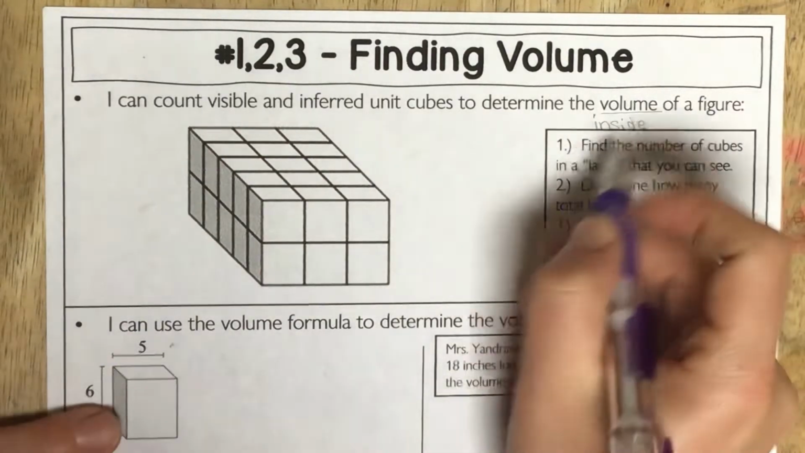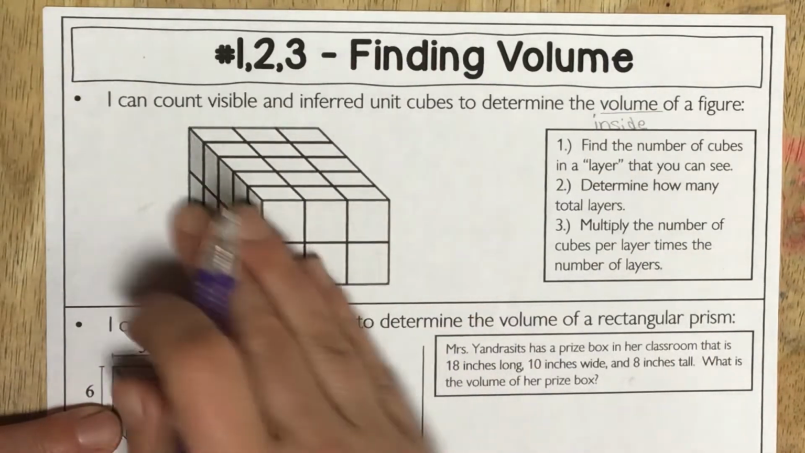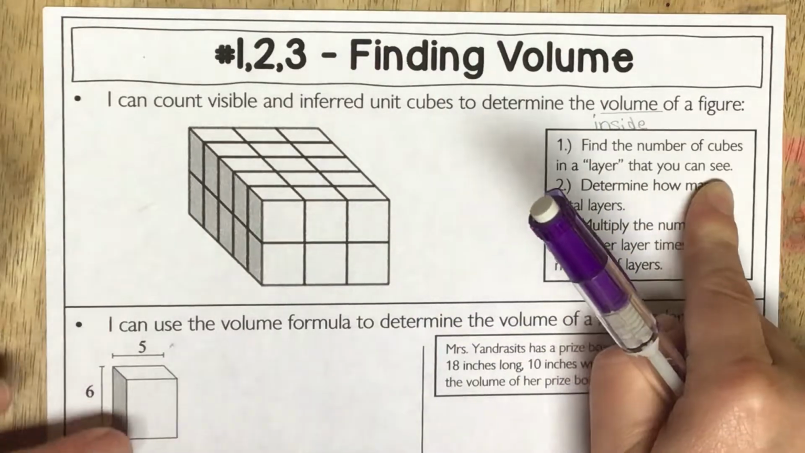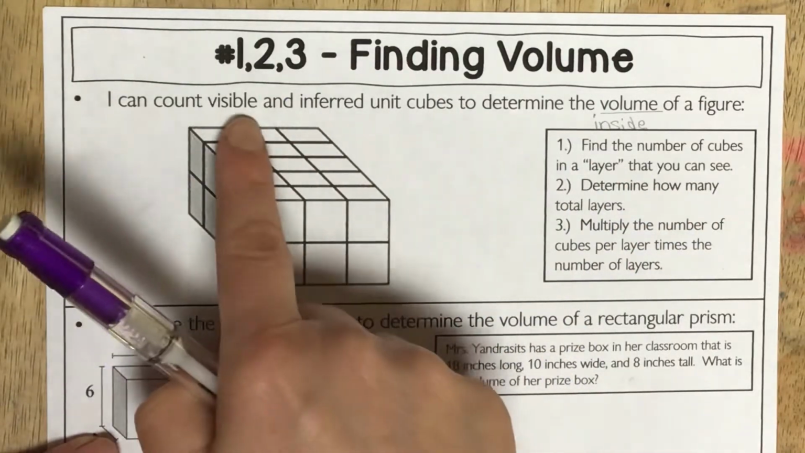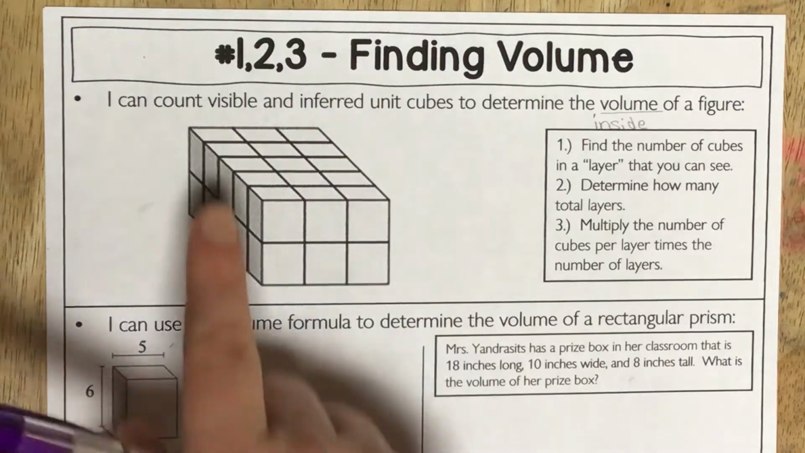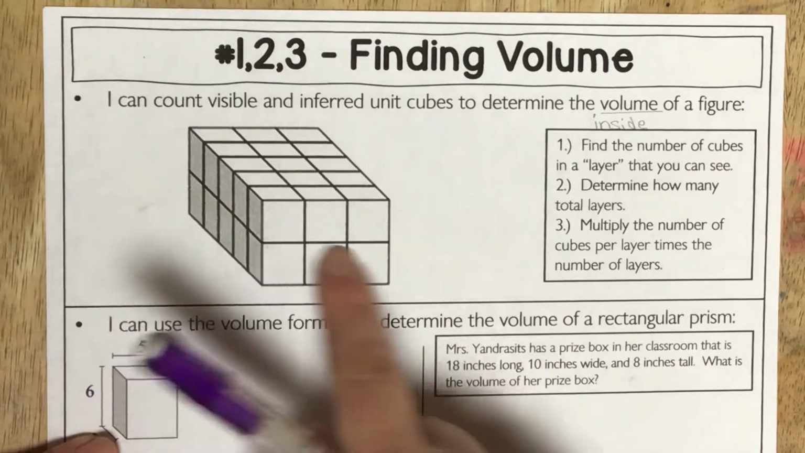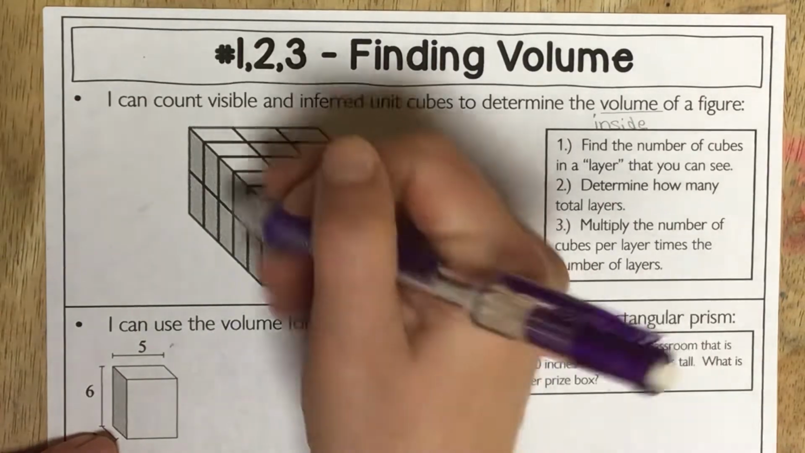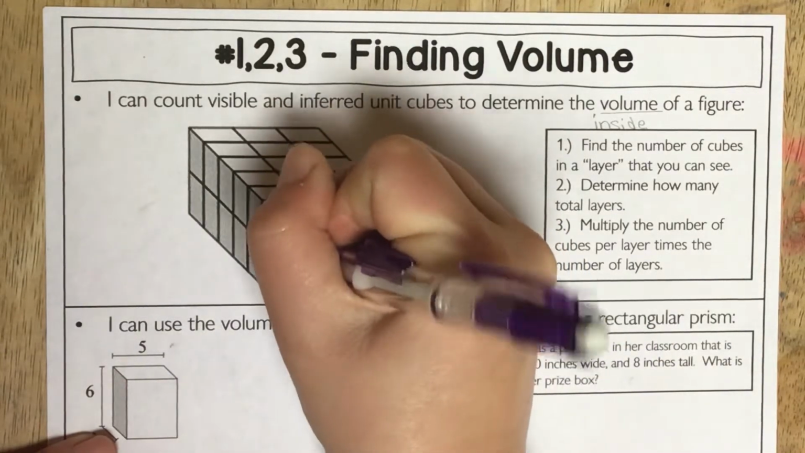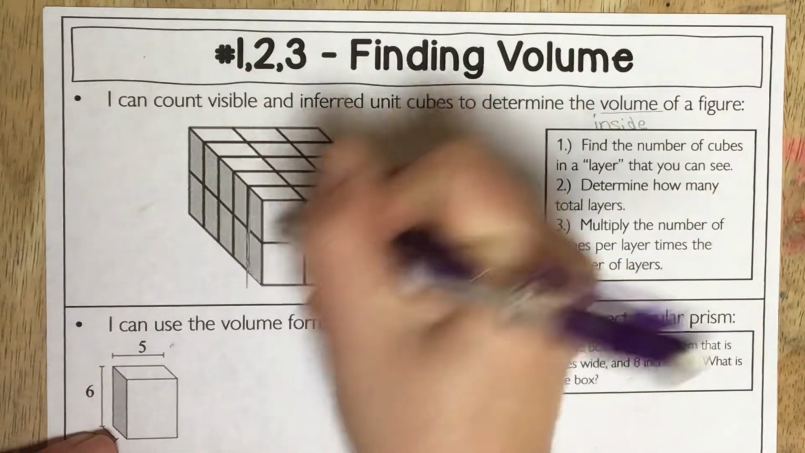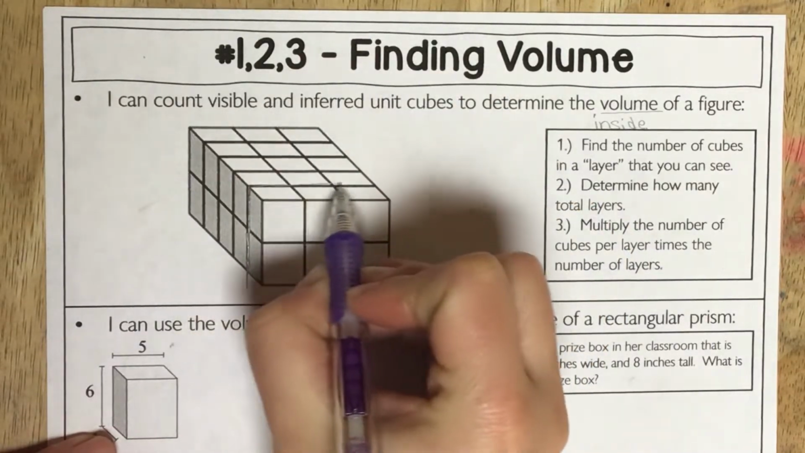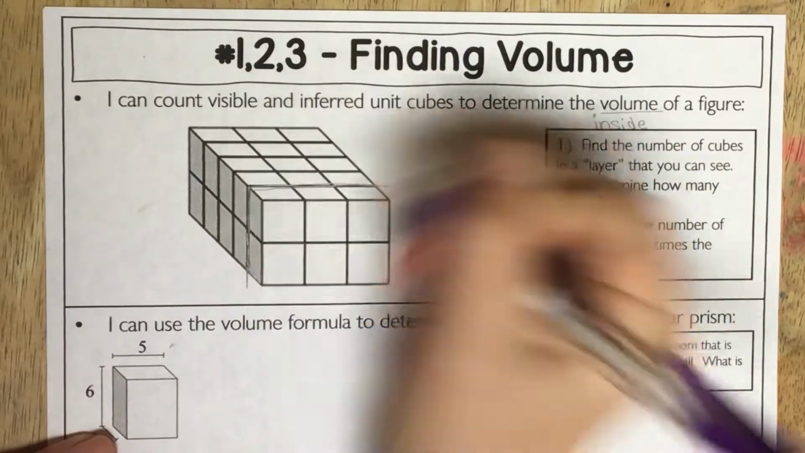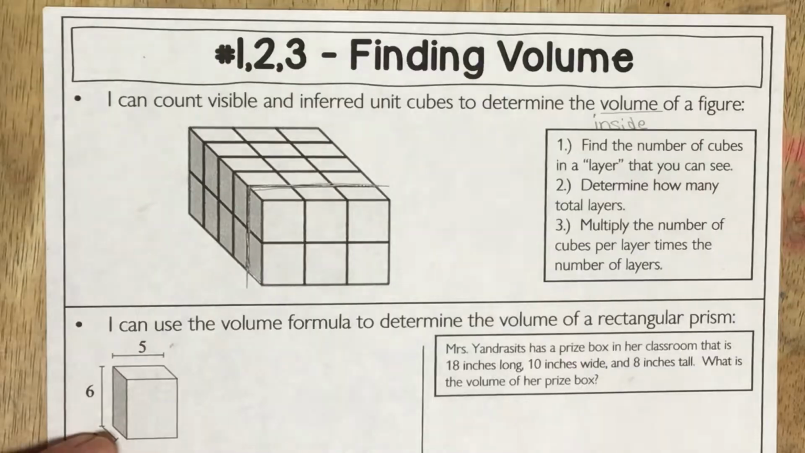Our first step for counting visible and inferred unit cubes is to find the number of cubes in a layer that you can see. So when I look at this, I can see there's a top layer, a side layer, and a front layer. You could pick any layer that you want. I'm going to pick this front layer, and I'm going to chop it off with my writing tool. Now, I'm not really chopping, but I'm pretending that I'm taking some sort of invisible kitchen tool and I'm chopping that layer off. That is one layer.